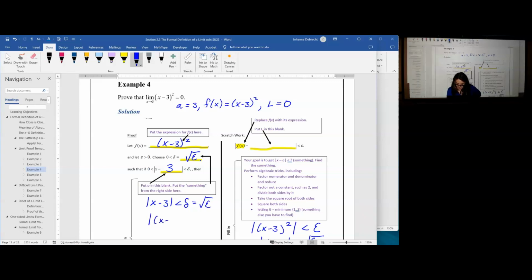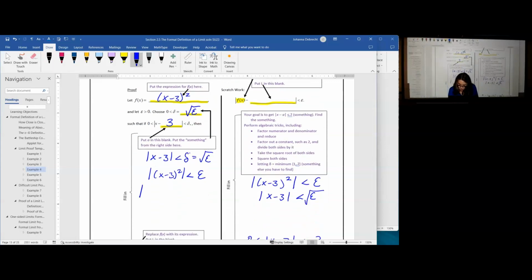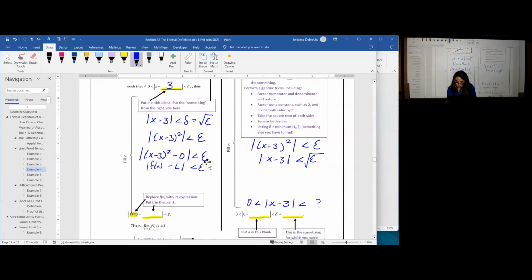And you get (x minus 3) squared less than epsilon. Notice that we have an equals here, but a less than here. So the less than stays. And then we rewrite it with the L inside of it, which was 0. It sounds kind of silly, but that is an important part of the proof. This is what you're trying to show, that the absolute value of f of x minus L is less than epsilon. And that part you don't have to write in the proof.